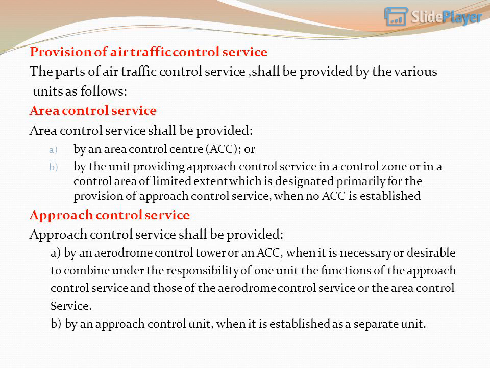Approach Control Service. Approach control service shall be provided: A. By an aerodrome control tower or an ACC, when it is necessary or desirable to combine under the responsibility of one unit the functions of the approach control service and those of the aerodrome control service or the area control service. B. By an approach control unit, when it is established as a separate unit.